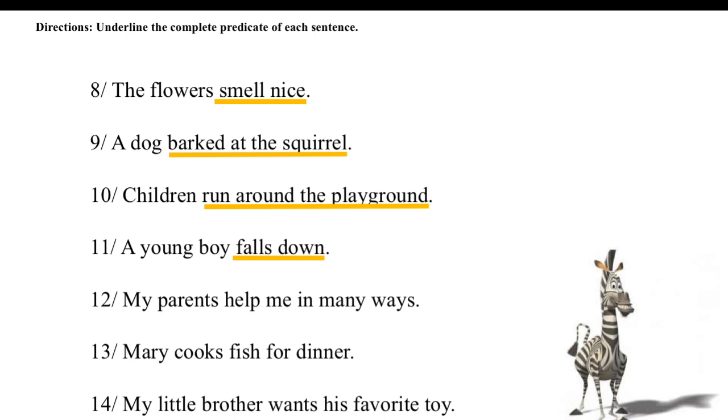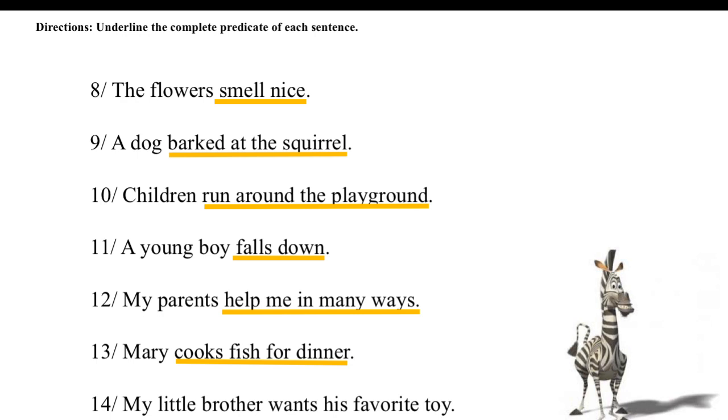My parents help me in many ways. What do my parents do? Help me in many ways. Where is the action word? Help. Number 13. Mary cooks fish for dinner. What does Mary do? Cooks fish for dinner. Very good. And where is the verb? Cooks.